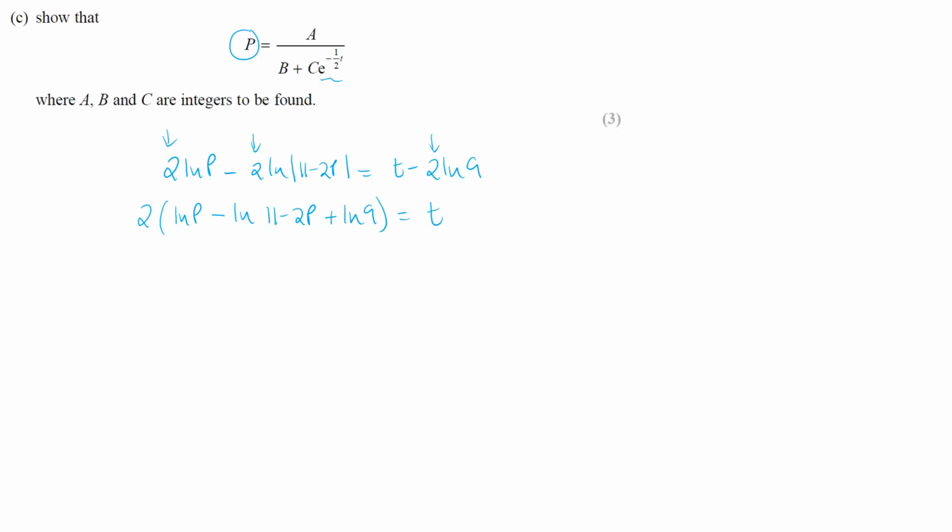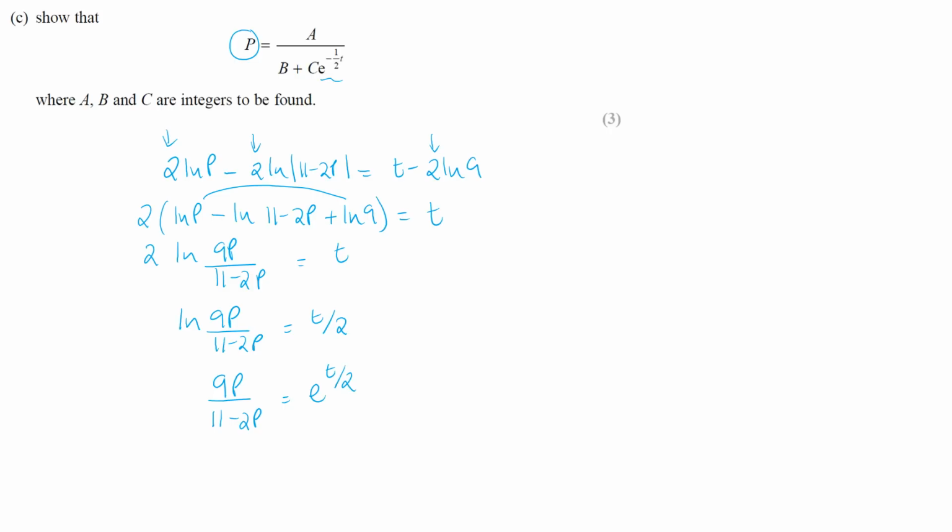And then using our log laws, we'll have 2 the ln of 9p, because they're adding, so that's going to be multiplied over 11 minus 2p is equal to t. And then just divide through by 2, we'll have the ln of 9p over 11 minus 2p is equal to t over 2. And then if we raised to the power of e on both sides, we'll have 9p over 11 minus 2p is equal to e to the t over 2.